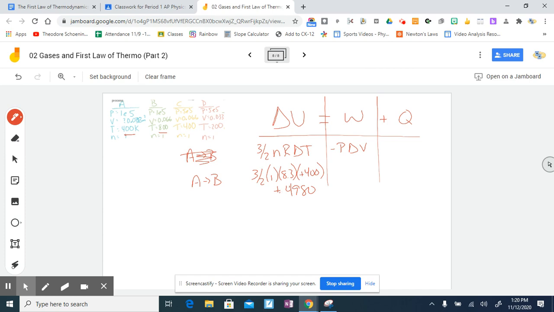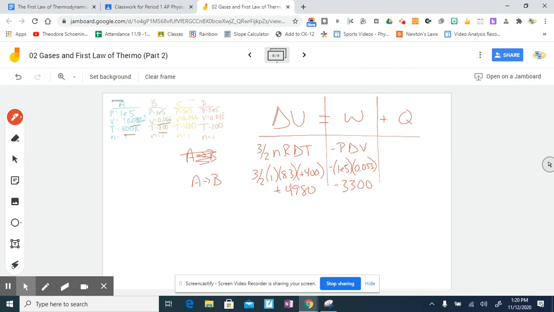The P delta V that I would do here is I just take my pressure that I was given. The pressure was a constant, 1E5. And then the volume, when we look at the volume here, it changed from 0.033 to 0.066. So that volume expanded by 0.033. And then what I can do is I can get my work, and I see that I get negative 3,300 there for my work when I do that.